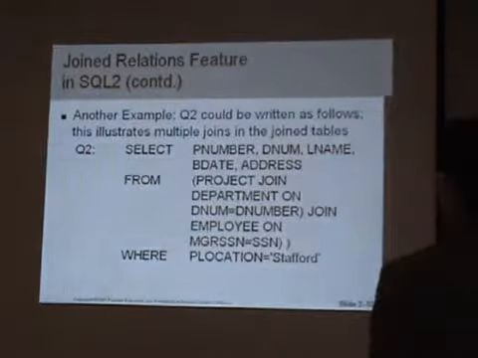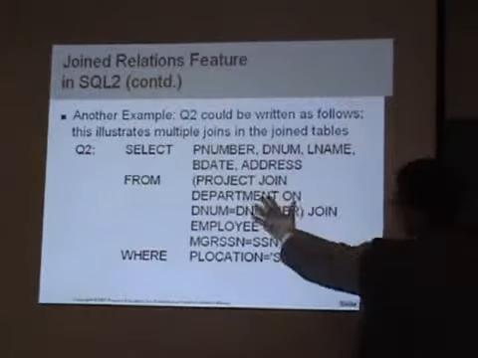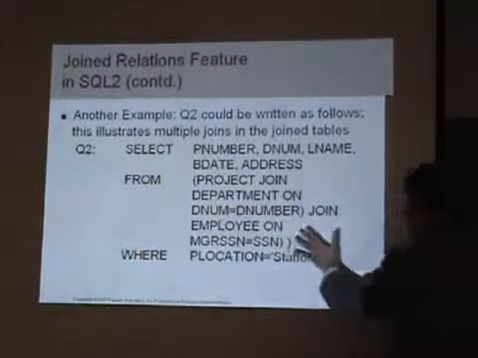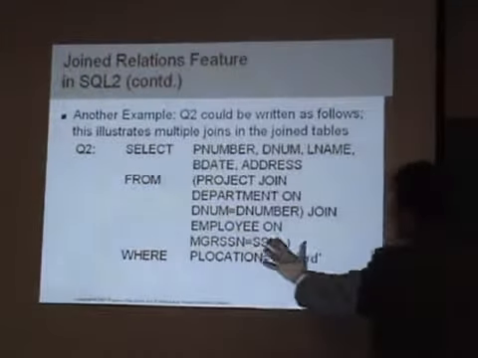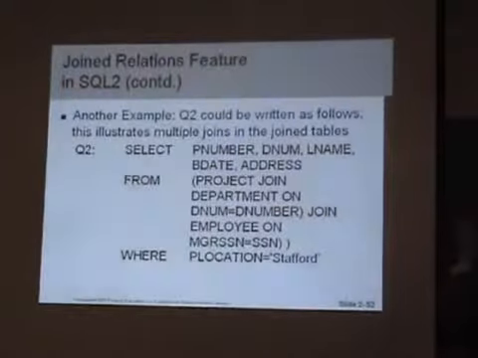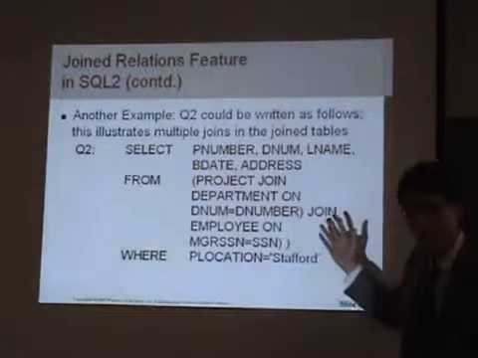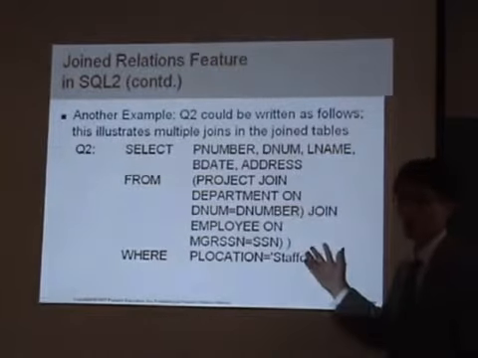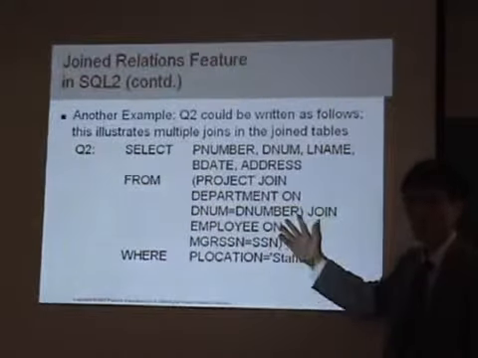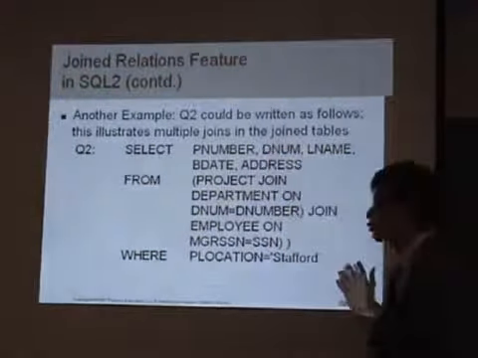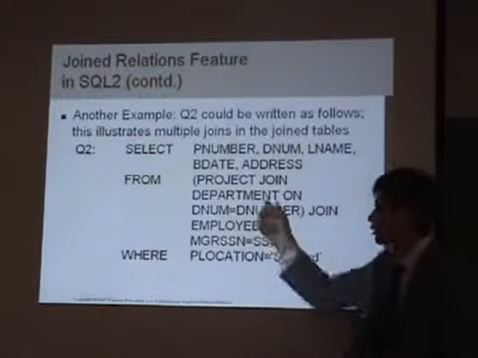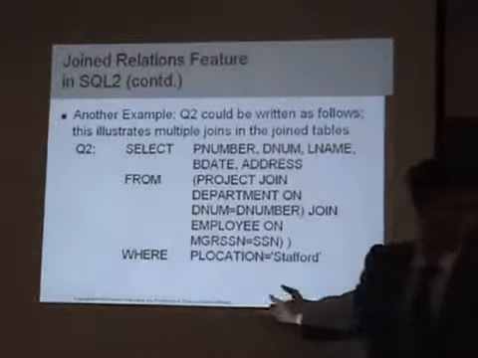So this is the project joined with the department on a join condition, and joined with employees on manager social security number equal to SSN. This is the SQL standard. However, it is not frequently used, not as popular as the previous one. You'd better put the join condition in the where condition. Okay?